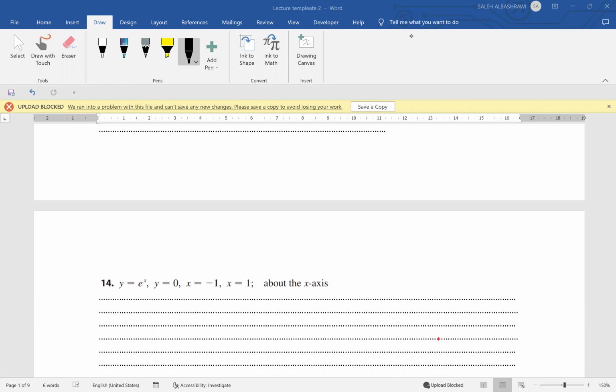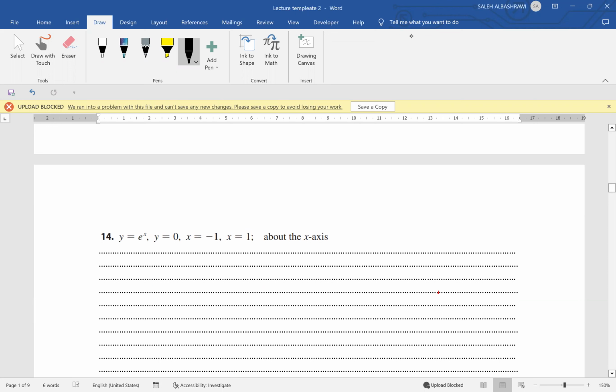Welcome to the third part of this lecture, which is speaking about volumes. As we stated before, the volume is given by the integration of the cross-sectional area A(x) dx over a given interval a to b. In this example, we are going to find the volume of the solid obtained by rotating the region R enclosed between these curves: y equal to e to power x, y equal to 0, x equal to -1, and x equal to 1, and we need to rotate it about the x-axis.